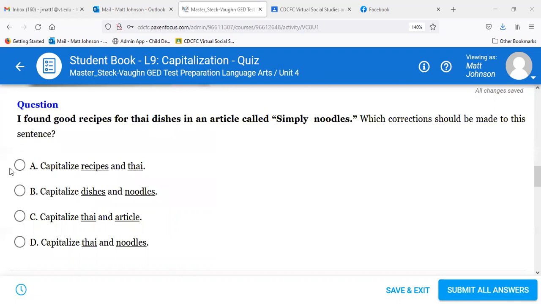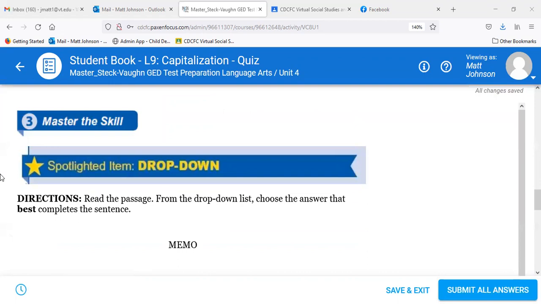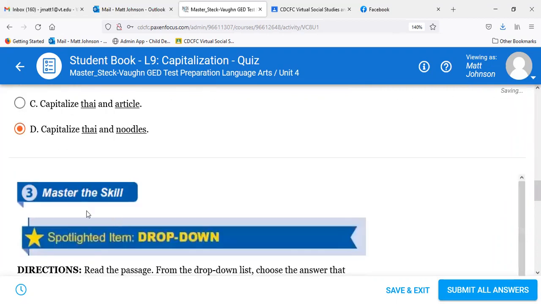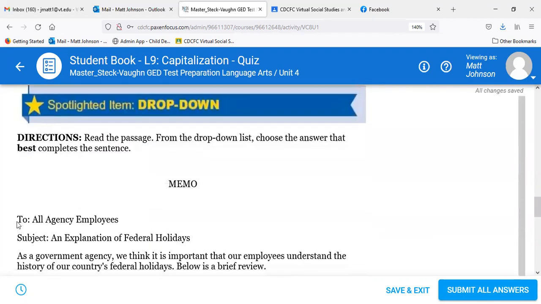I think the answer is D. Yeah, D. So there we have, we're talking about nationalities, ethnicities, things like that. So Thai, of course, and then noodles, because it's part of the article title, right? So let's go down here. Actually, I should go ahead and click that one. Thai and noodles. And we'll have a paragraph.